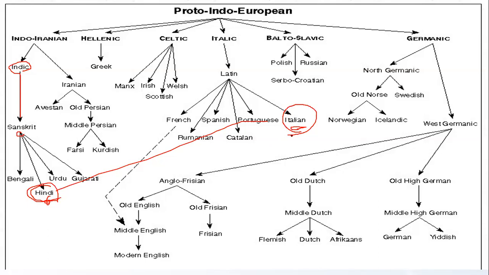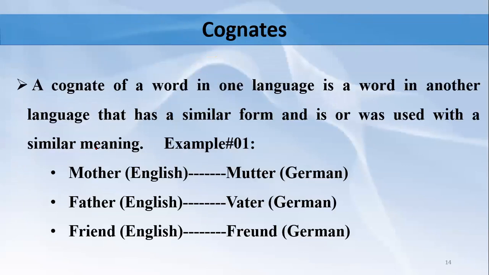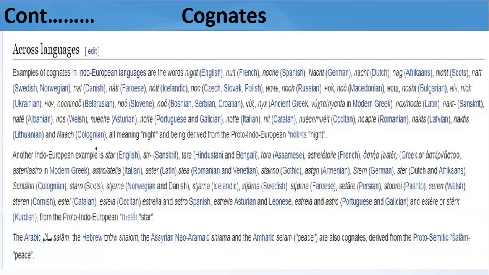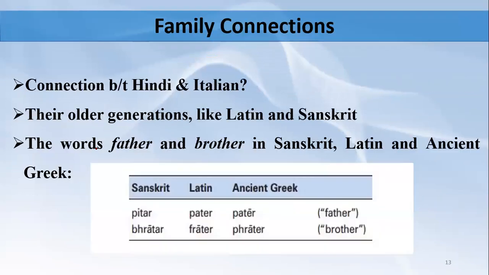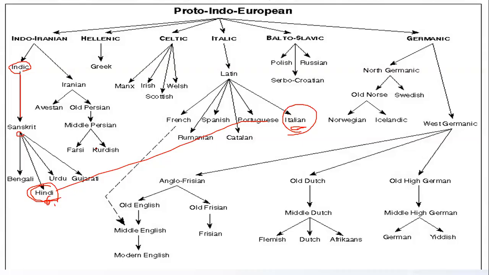The same is the case with languages as well. If you look at Hindi and Italian, apparently we do not expect any language connections between these two languages. But if we look deeply at these two languages, we may find certain similarities. Okay, I'll give you another example.